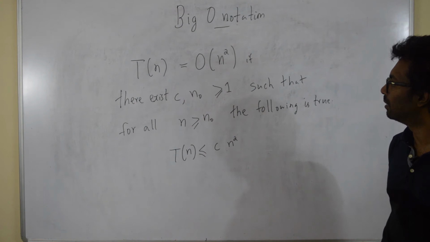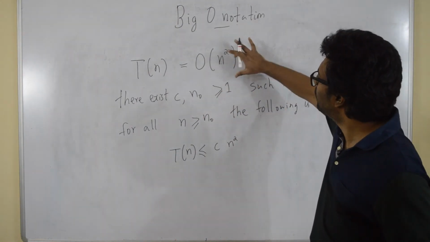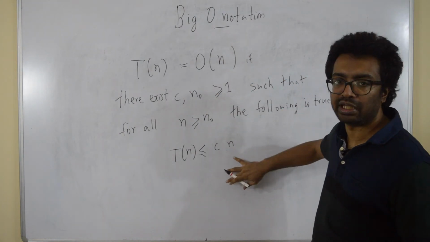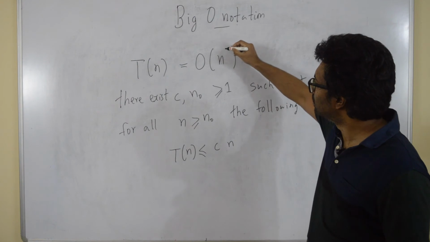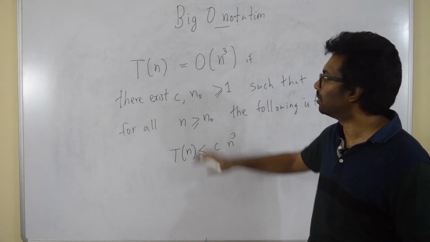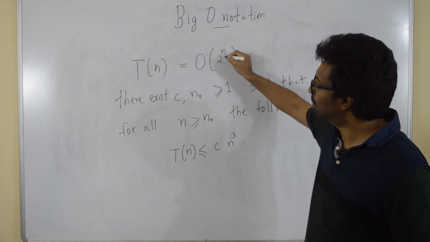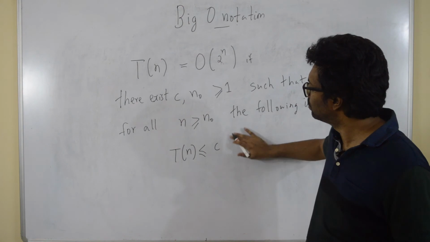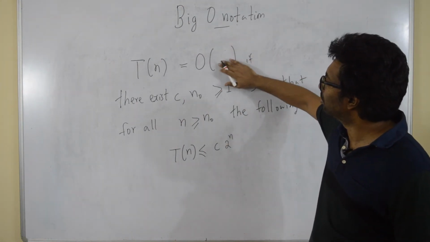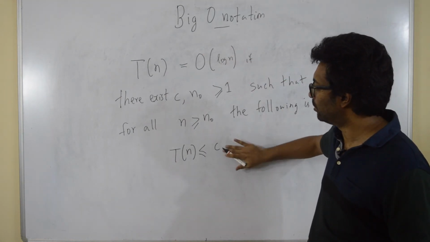And I could have written anything here. So this could have been n. If this was n, this would be T of n is less than or equal to Cn. I could have written n cube, then T of n is less than or equal to Cn cube. I could have written here 2 raised to n, then T of n is less than or equal to C 2 raised to n. I could have written here log n, then this would have been C times log n.